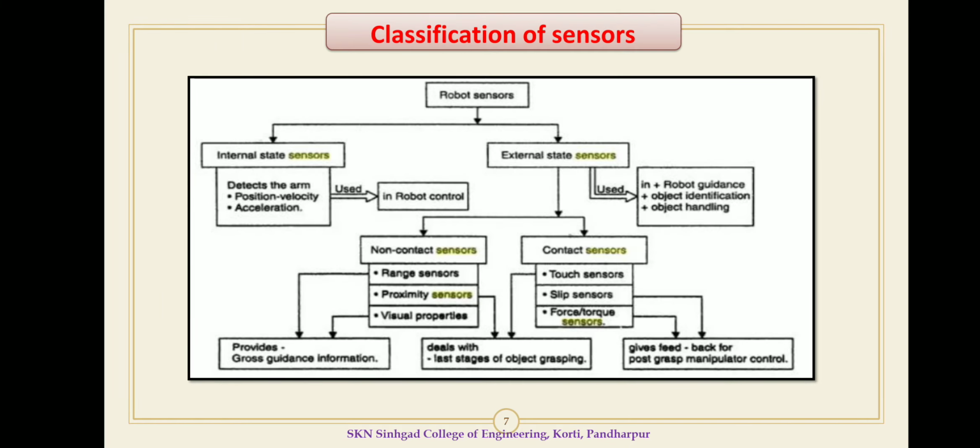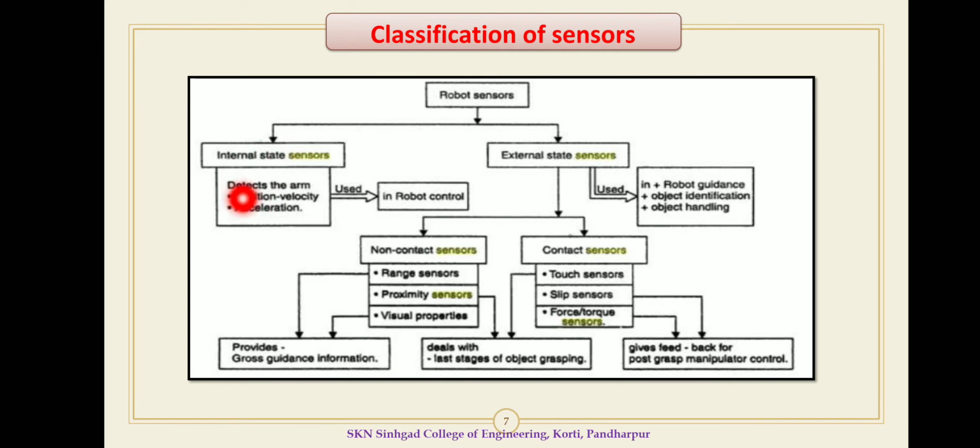Then the next point is classification of sensor. This is a very important point. Sensors are widely classified into two basic types: internal state sensor and external state sensor. Internal state sensors are used to measure position, velocity or acceleration of robot joint.